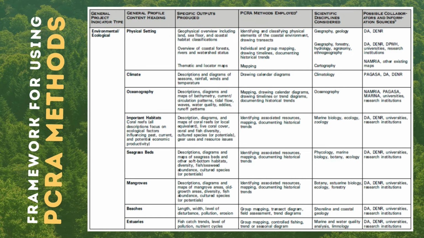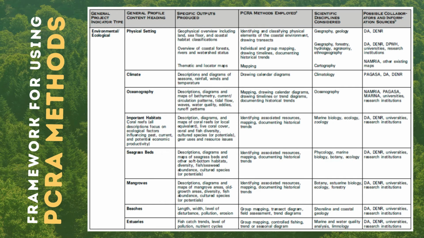So in one of our coastal resource management assessments, we use the sea surface current in order for us to identify what surface currents are available or are dominant in the community. These can be done by mapping, drawing calendar diagrams, drawing timelines or trend diagrams, as well as documenting historical trends. So it is actually part of the oceanography, and NAMRIA, PAG-ASA, Marina, universities, research institutions can participate in such endeavor.